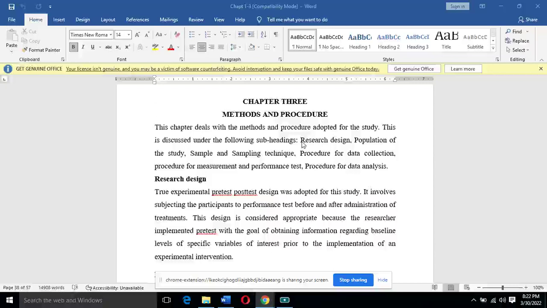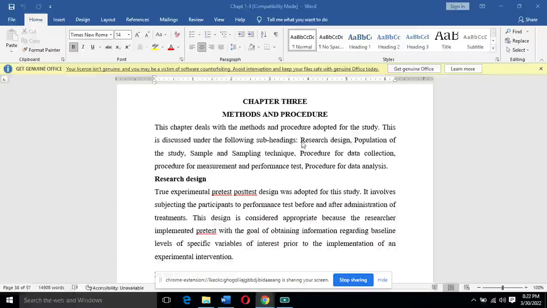You can see the opening of the chapter here, that's the introduction. It says that this chapter deals with methods and procedure adopted for the study. This is discussed under the following subheadings. Then the researcher listed the subheadings. So now let's start with the first one. What is research design?